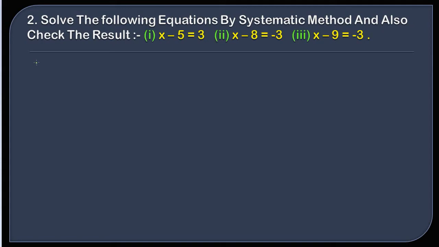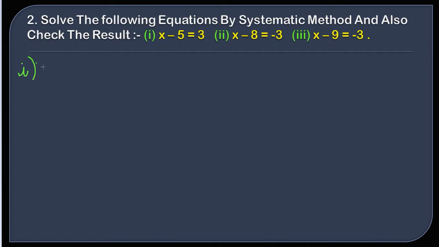The question is, solve the following equations by systematic method and also check the result. So the first part is x minus 5 is equal to 3. Second part, x minus 8 is equal to negative 3. Third part, x minus 9 is equal to negative 3. So we are going to solve it directly.